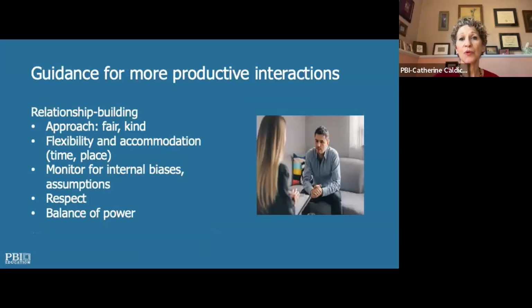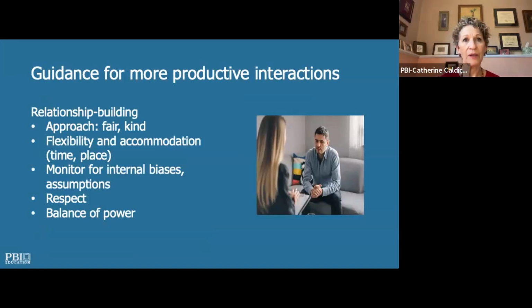Here's some guidance for more productive interactions. You want to build a relationship. So your approach should be fair and kind. Try to be as flexible and accommodating as you can be in terms of the time or the place of your conversation or your interview with the clinician. Monitor yourself for internal biases and assumptions, and try to convey respect.